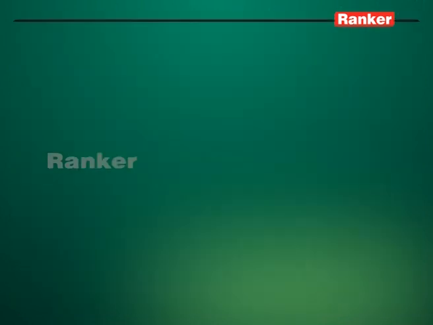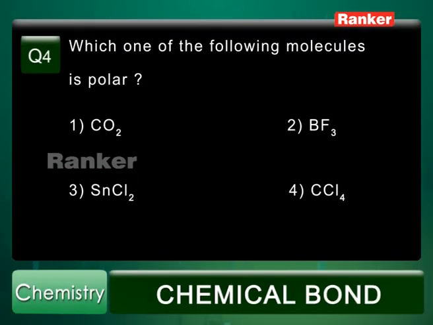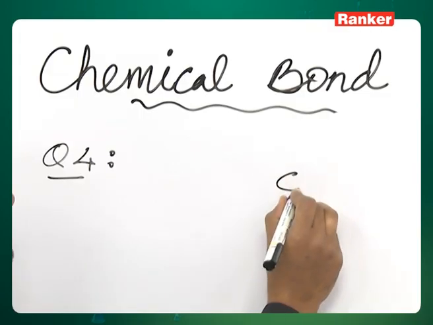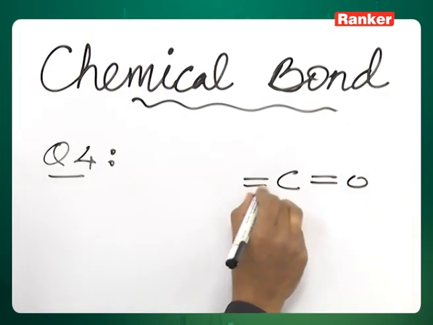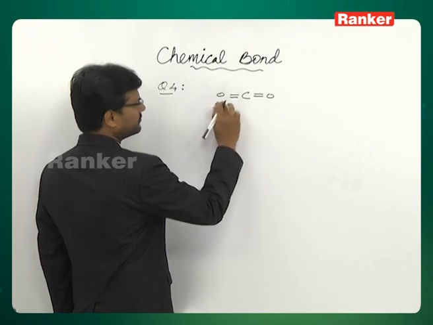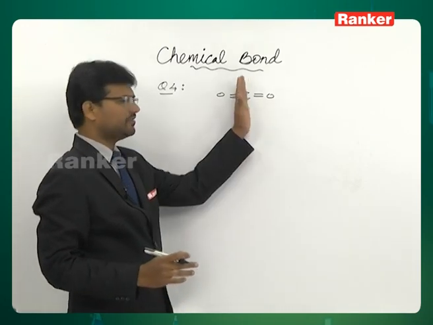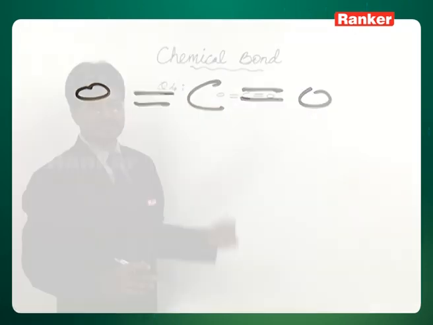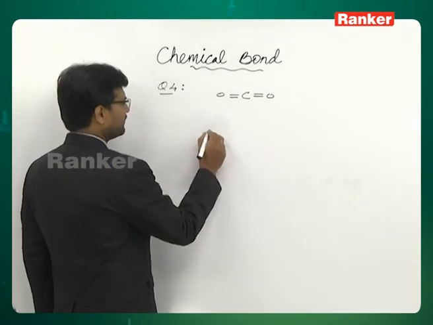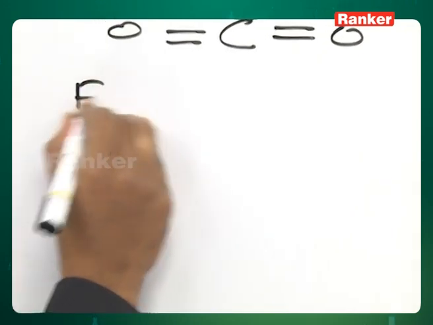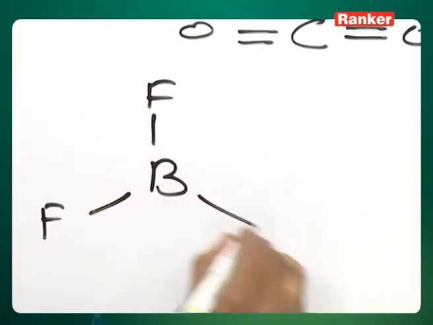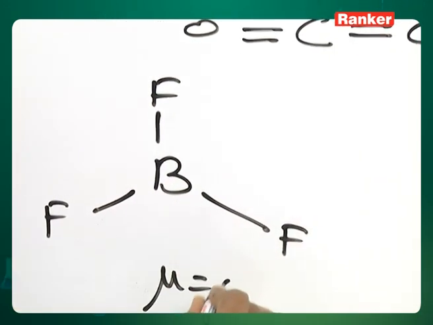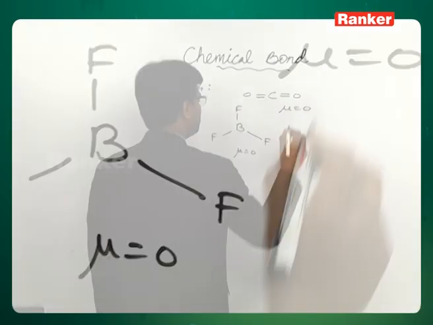Question number 4. Which of the following molecules is polar? Let's see. First option, carbon dioxide. It is non-polar because it is a linear molecule and it is symmetric. So the bond polarity will be cancelled out, making it a non-polar molecule. BF3. BF3 has a plane triangular shape. Mu equals 0. Here also mu equals 0.